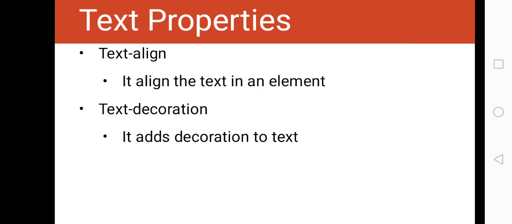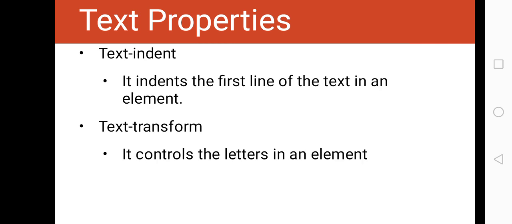Next is text align. Text align is the alignment of text in an element. Next is text decoration. You're adding decoration to the text. Next is text indent. You're indenting the first line of the text in a specific element. Next is text transform. You're controlling the letters in an element. So we could see, for example, that they control or manipulate the words to fit a specific shape. That is an example of text transform.